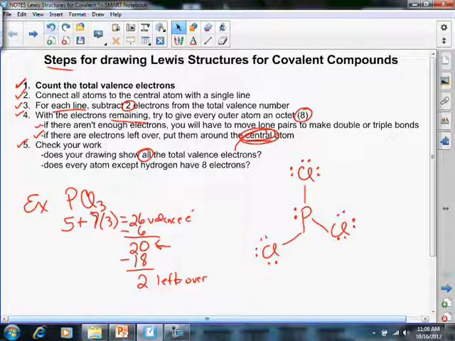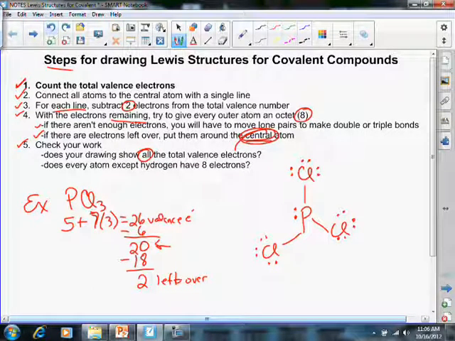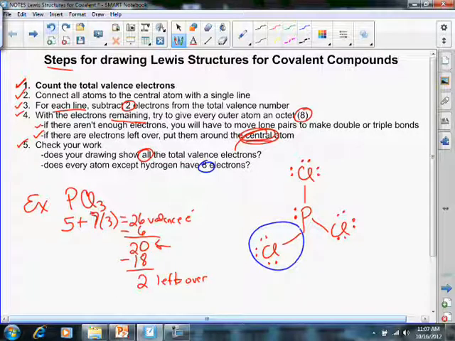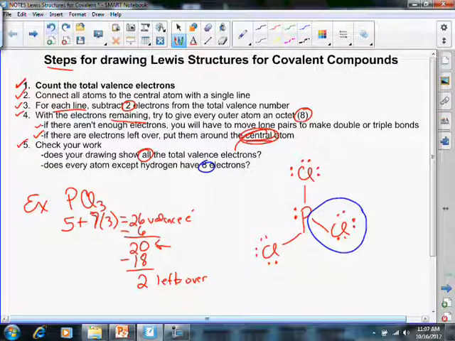The other thing I have to check is, does every atom except hydrogen have 8 electrons? So, yeah, this chlorine right here has 8 electrons, 6 lone electrons plus the 2 in the bond. This phosphorus gets to count those 6 electrons in the bonds plus the 2 dots, so it has 8. And this chlorine gets to count the 6 dots plus the 2 in the bond, so that's 8. And then finally this chlorine gets to count its 6 dots or 6 lone electrons plus the 2 in the bond. So every atom is surrounded by an octet of electrons.